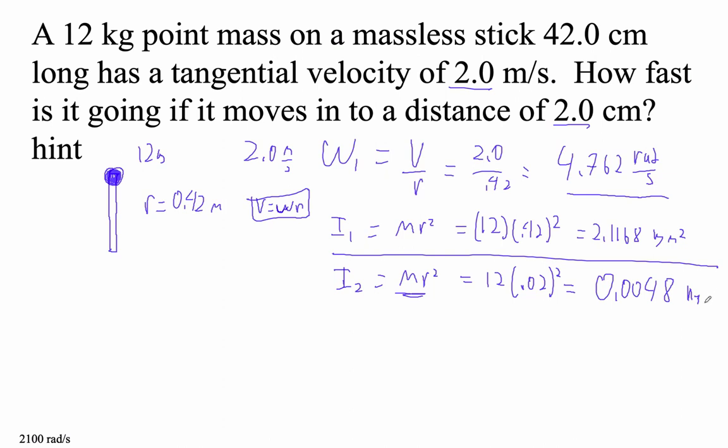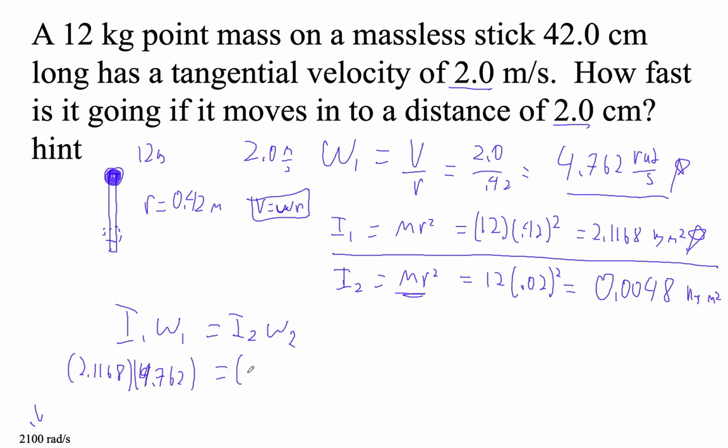Okay, how fast is it going? I'm noticing that the answer is in radians per second, so we're going to get an answer in radians per second. I'm curious about its linear velocity too, so let's figure that out. The linear velocity will be faster because we will have done work to bring it in. To bring it into this distance, we'll have done work, and so it has to gain kinetic energy in general. Okay, so I1 omega 1 is equal to I2 omega 2. So I1 is 2.1168, omega 1 is 4.762, and that equals I2, which is 0.0048 times omega 2.